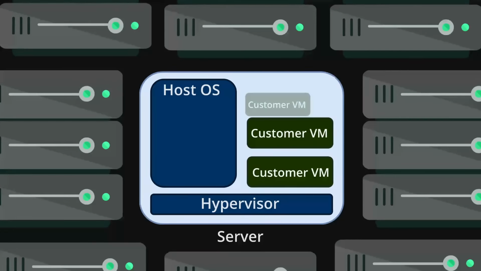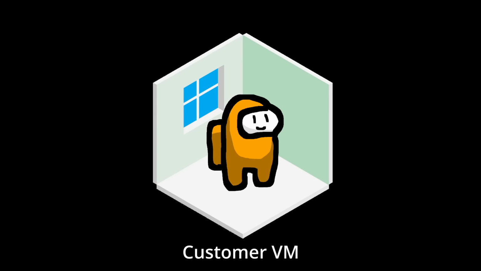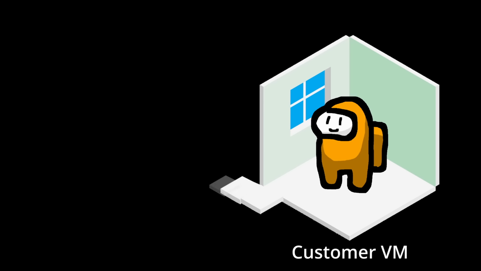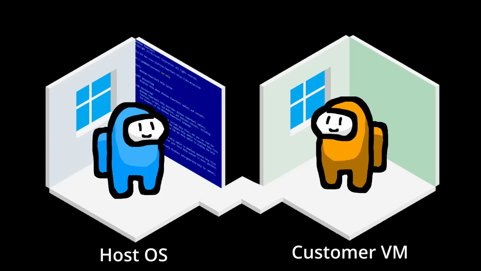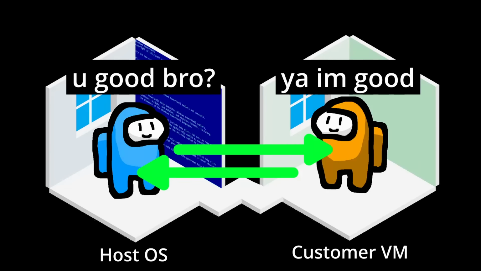Anyways, whenever an Azure customer creates a new VM, a guest agent or GA will launch within it on startup. The GA allows communication with the host OS, which has its counterpart called the host agent or HA. For example, the host agent may send health check requests to the guest agent to validate VM responsiveness.